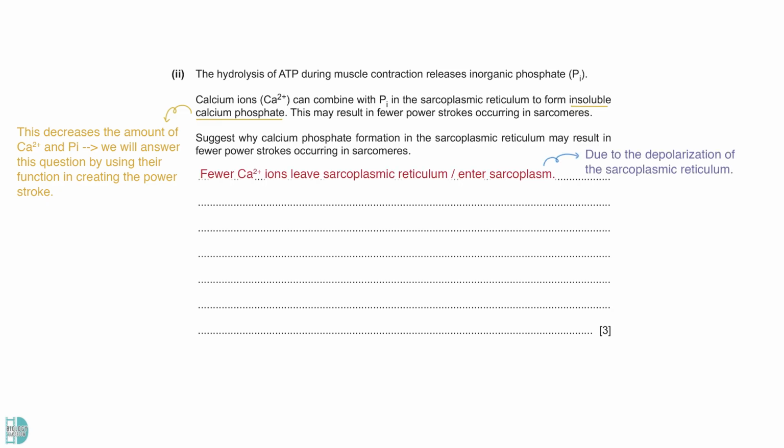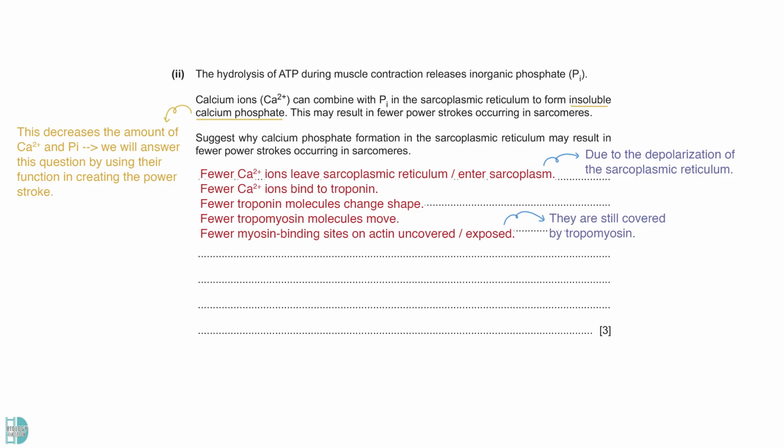After the sarcoplasmic reticulum's depolarization, calcium ions diffuse into the sarcoplasm. They bind to the troponin molecules, causing them to change shape. Tropomyosin will be shifted, and the myosin binding site will be exposed to actin. Exposure allows cross bridges to form. With fewer calcium ions, all these events will not occur as much.